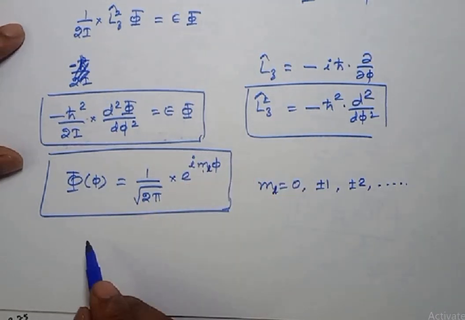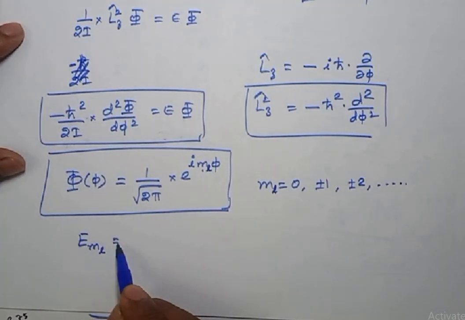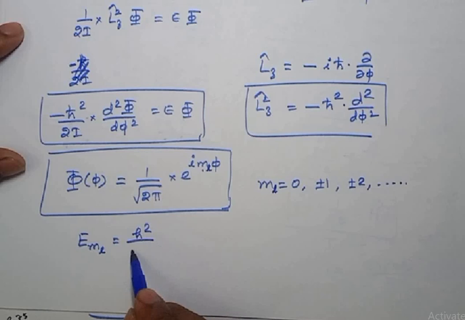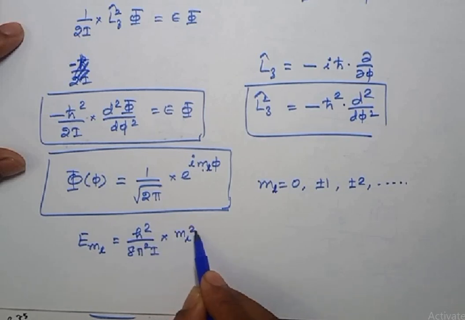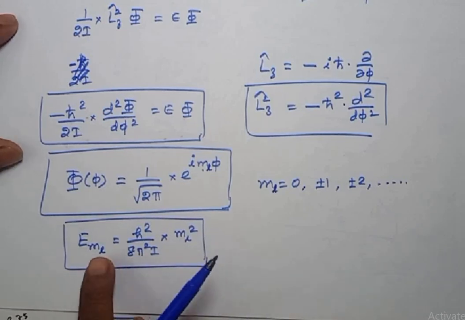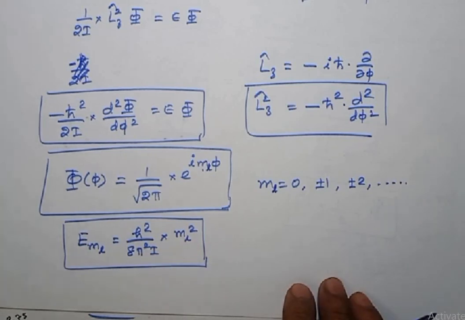Now what is the energy formula? Energy depends on the quantum number ml, which is given as h square by 8 pi square I into ml square. This is the formula. Taken? This is the energy formula. Energy depends on the quantum number m. Okay? Taken.